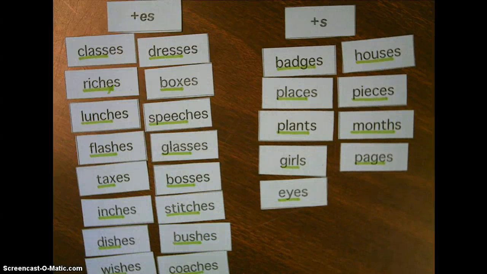So please go through your sort on your desk. Pause the tape on this screen to check to make sure that you have all of these words in the ES category and all of these words in the S category. When you're finished with that, you can go ahead and write your sort on day 1 of your spelling packet and refer back to this as often as needed.